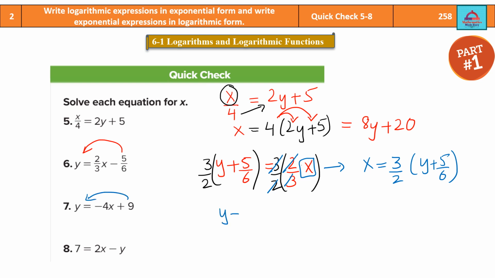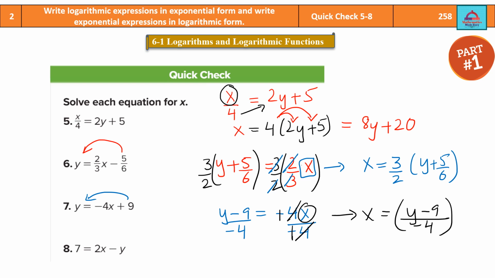It becomes y minus 9 is equal to minus 4x. Now I have to divide both the sides with minus 4 because I want to isolate my x again and I want to get rid of the number here. So the value of x is equal to y minus 9 divided by minus 4.